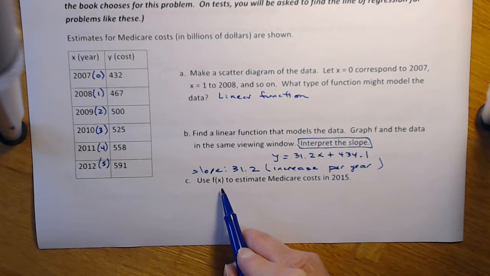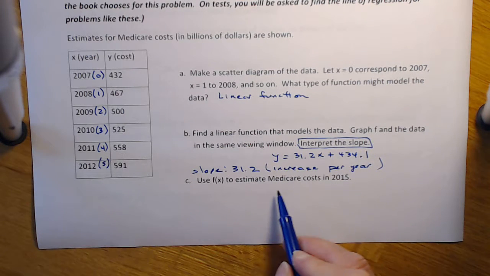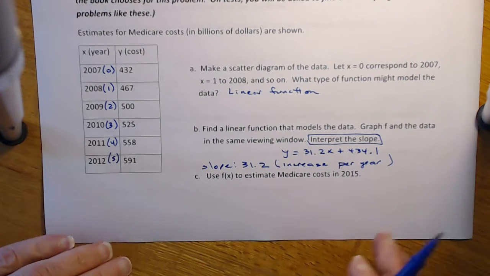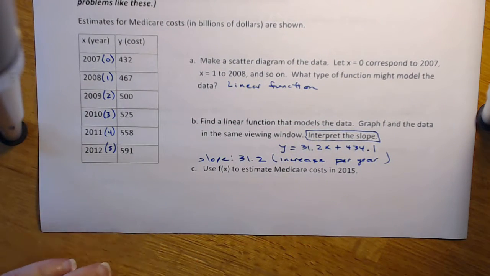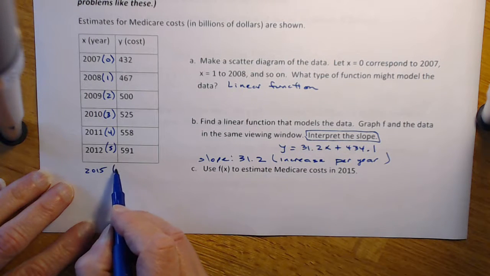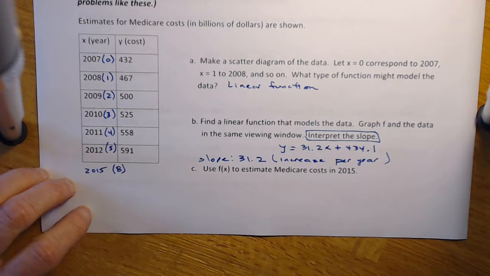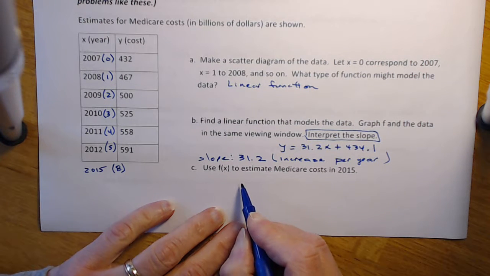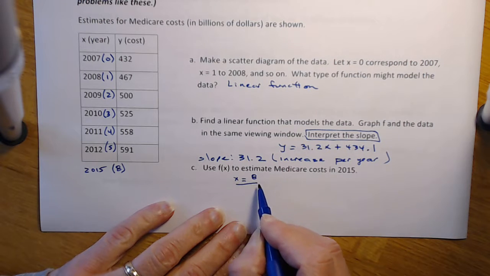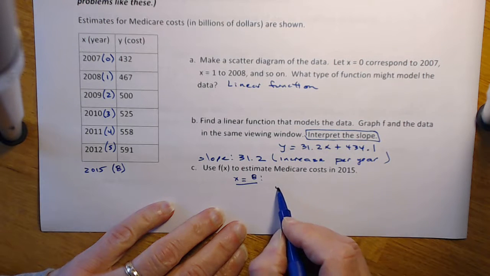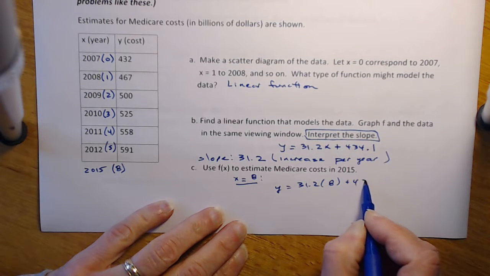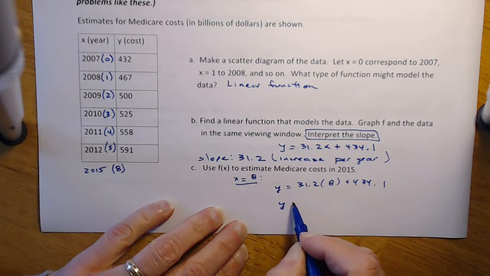Okay. Now it says use f of x, which I have right here, to estimate the cost in 2015. Now again, be careful. We have to figure out what 2015 is. So if we had come back here and had 2015 in our table, right, that's 3 more years. So that would have been year 8. Okay. So if I want to know 2015, I want to know what happens when x is 8 for the year 2015. So y would equal 31.2 times 8 plus 434.1.